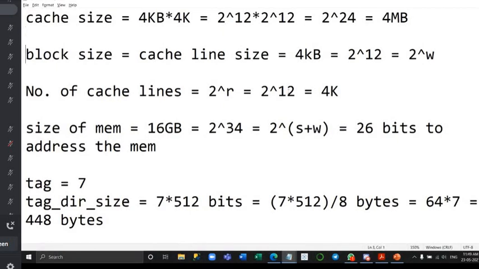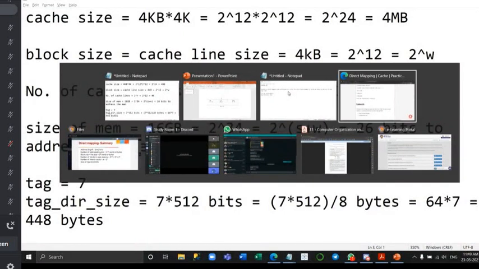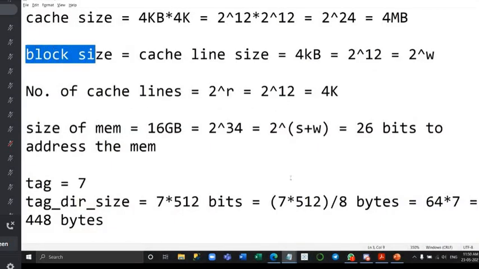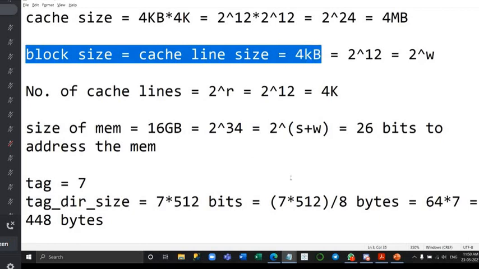Right. So the block size is given, right? If you check the question, the block size is 4 kilobytes, correct? The block size is equal to the cache line size, which is 4 KB.